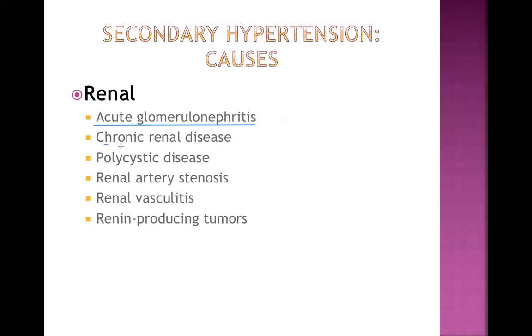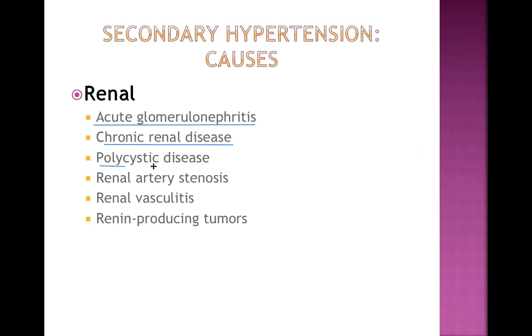Chronic renal disease. One of the perfect examples here is chronic renal failure, CRF. Hypertension is always a part of chronic renal failure. Without hypertension, we will doubt our diagnosis of chronic renal failure. So this is a very important point. On the other hand, the opposite thing is also true. Chronic hypertension for a long time results in chronic renal failure also. That is also true.